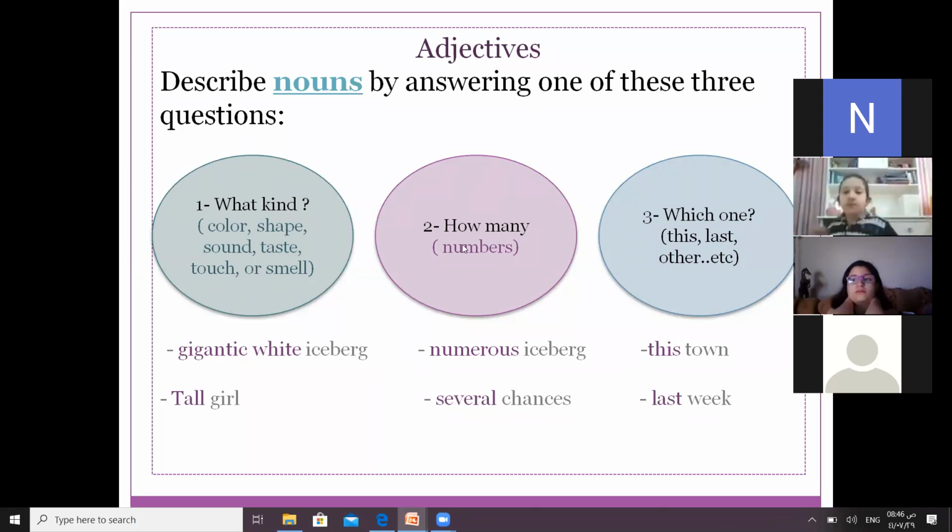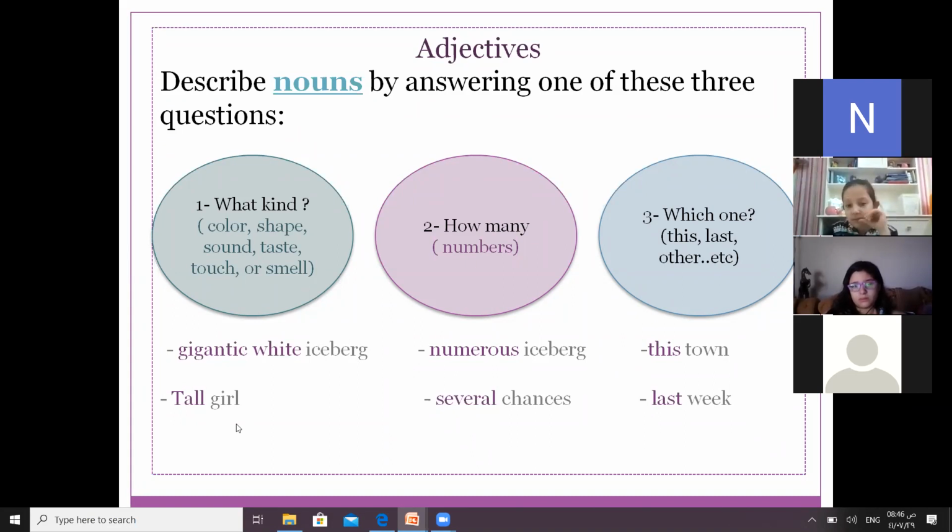In how many, we have numbers here. Which one? This one, last week, other. Now, let's see some examples. Gigantic white iceberg. I'm describing the iceberg here, that it's what? Gigantic and also white. This is what kind? What kind of iceberg? The white one or the gigantic one.